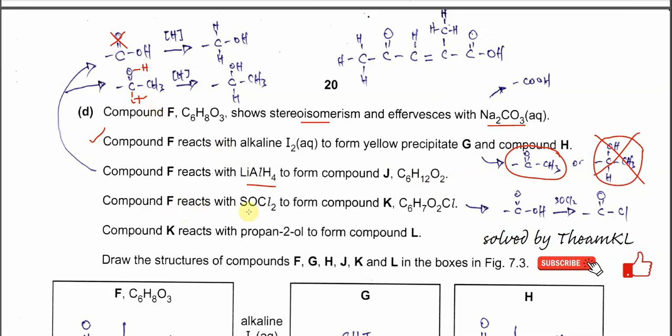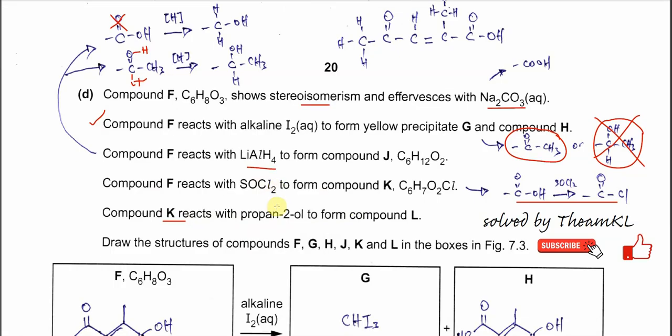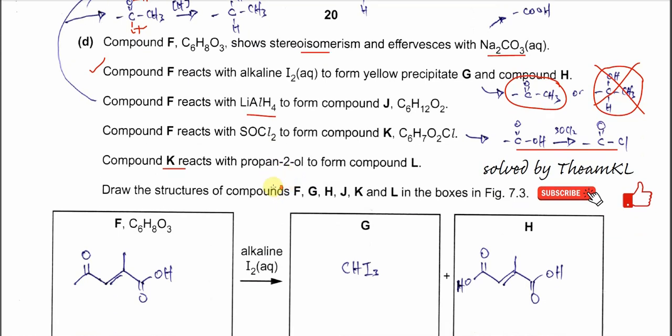Now compound F reacts with SOCl2 to form a compound K. This one is quite easy. When there is a carboxylic acid with SOCl2, it can form the acyl chloride. This is how it should be. Carboxylic acid with SOCl2 can convert to this acyl chloride. Compound K reacts with propan-2-ol to form compound L. This one we discuss later. It is similar to esterification, to form the ester later.